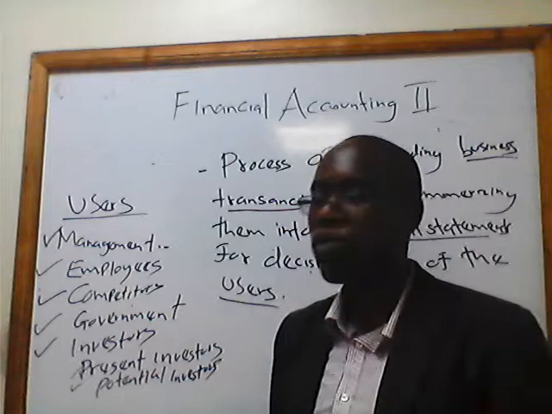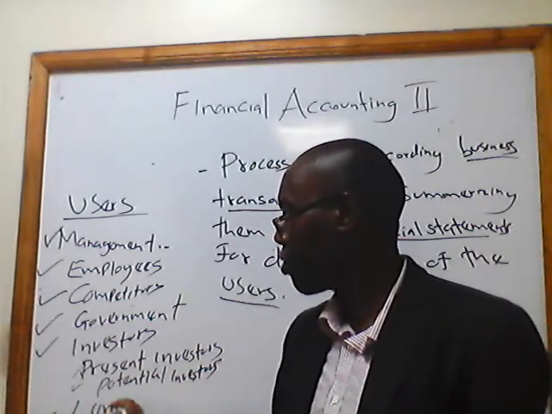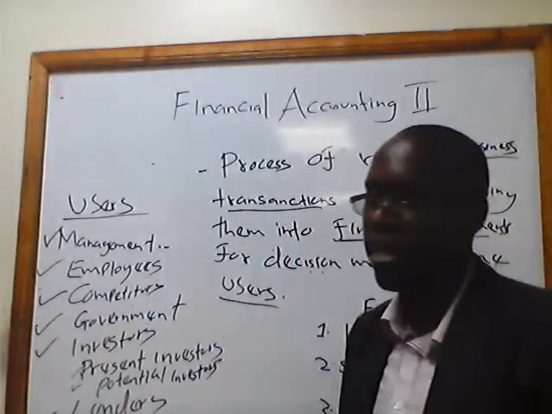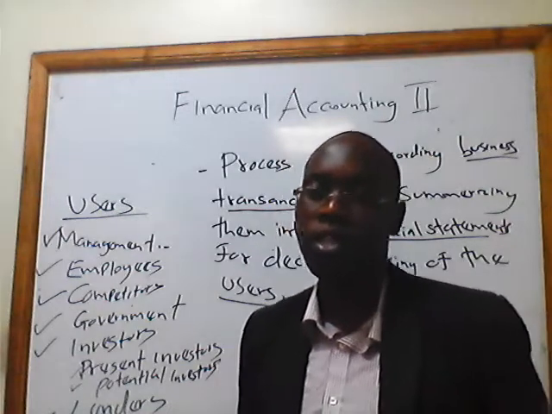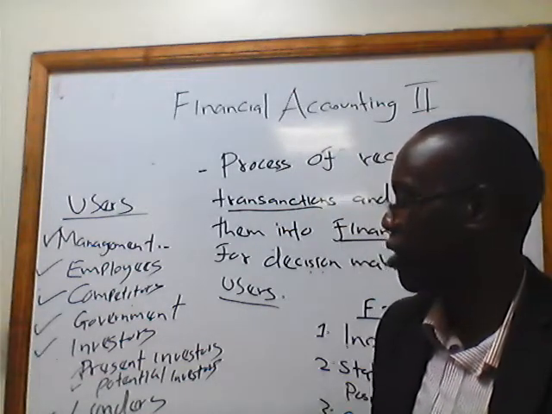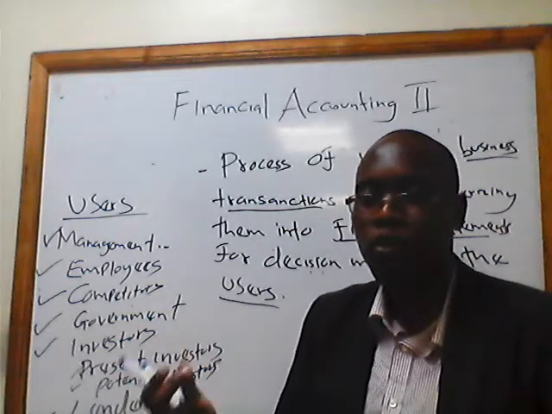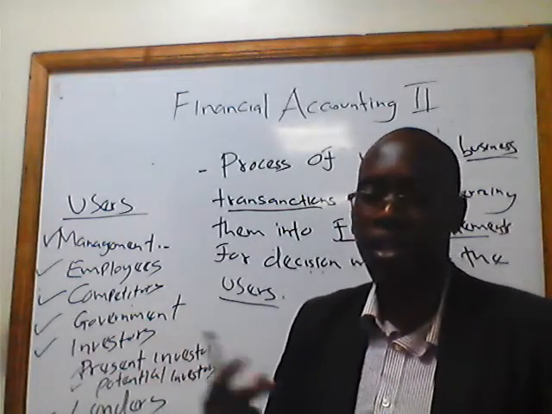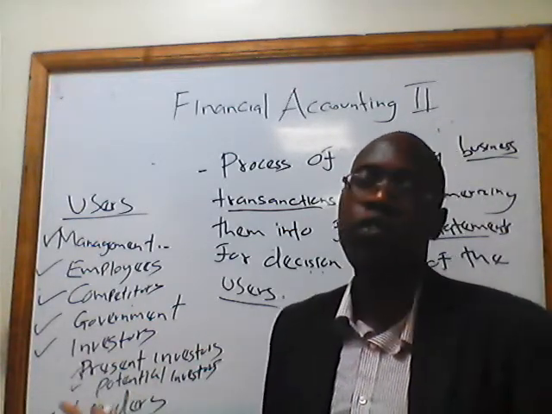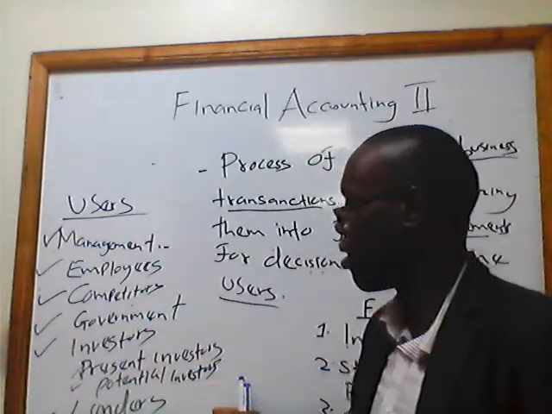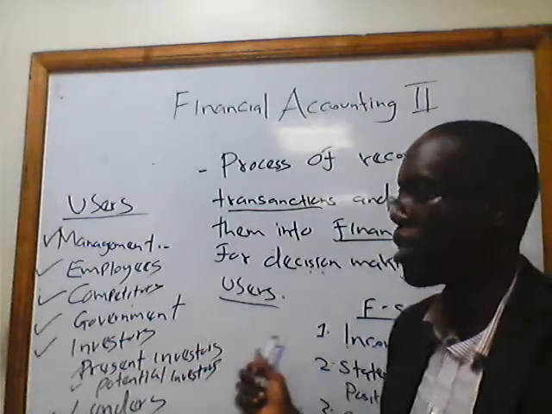So another kind of user of financial accounting information that you learned was the lenders. Lenders are the providers of funds. These are the people who are going to assist us with some funds. They are going to advance us some loans so that we can add up to our own equity, and then we invest in a particular venture. So lenders, before they give you the loan, are going to check, especially the statement of financial position, which is the one that they usually check.